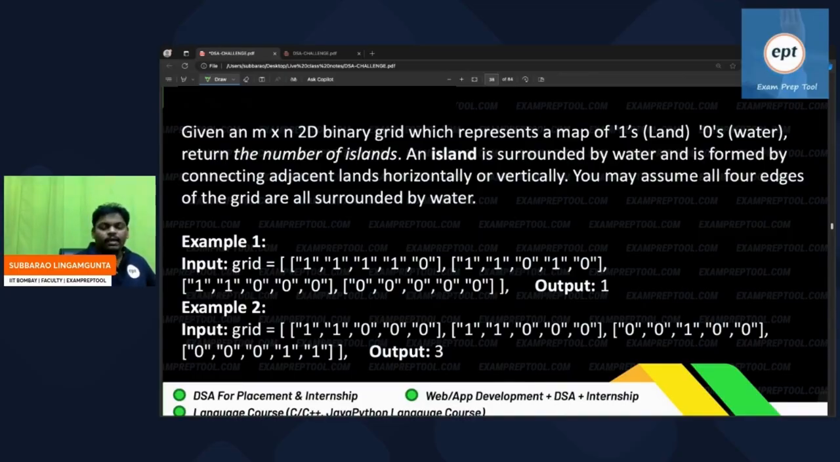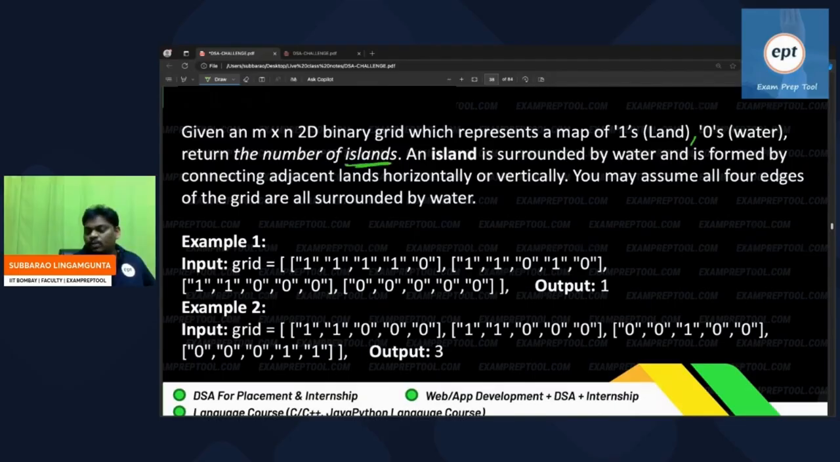Given an m by n 2D binary grid which represents a map of ones meaning land and zeros meaning water, return the number of islands. Normally people will say islands, right? So I'm repeating once again. Given an m by n 2D binary grid, which represents a map of ones meaning land, zeros meaning water, return the number of islands. It is a way of writing, but a way of reading is islands.